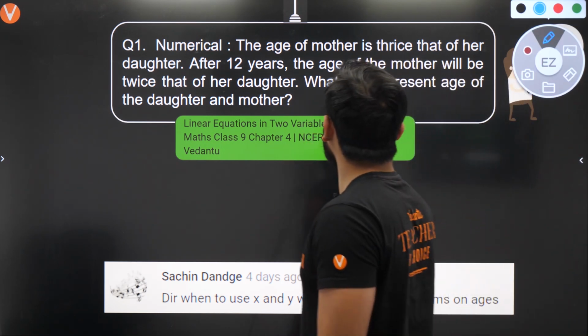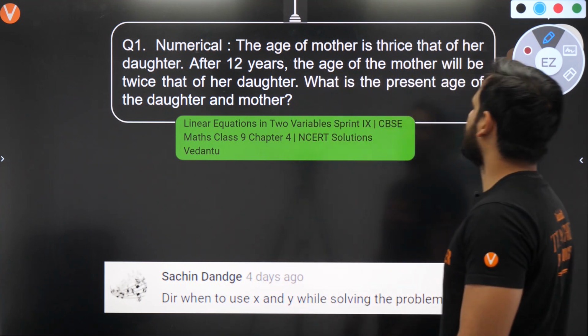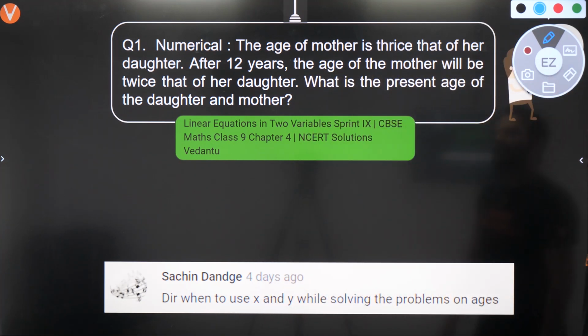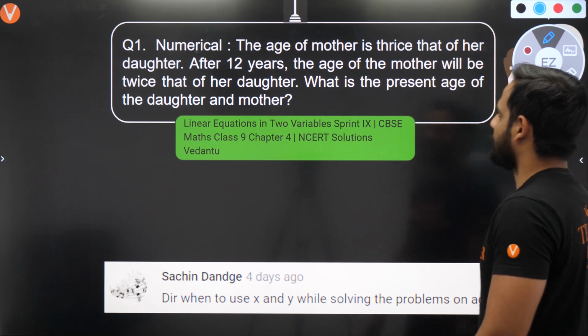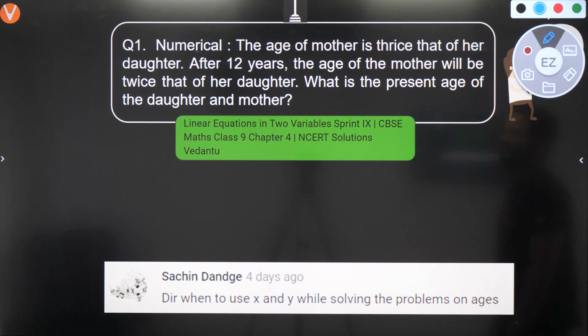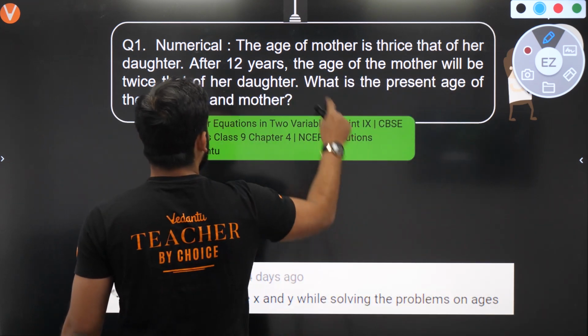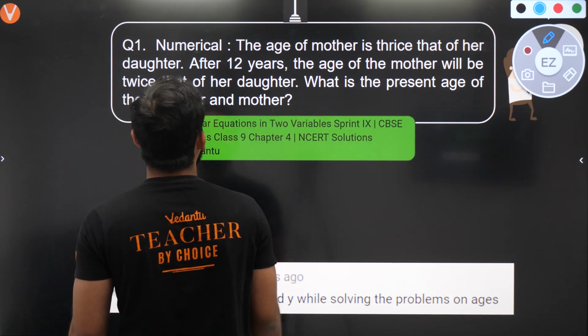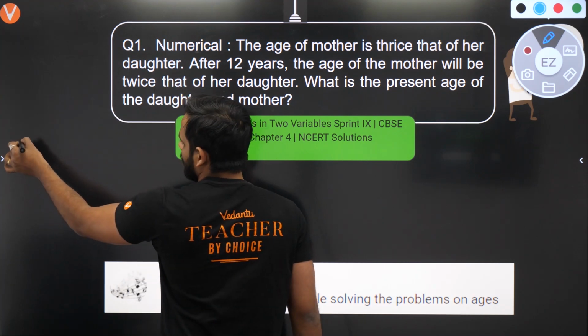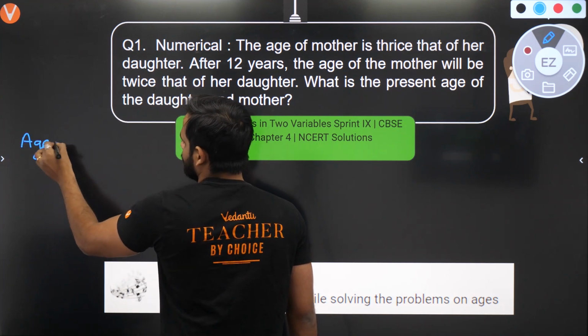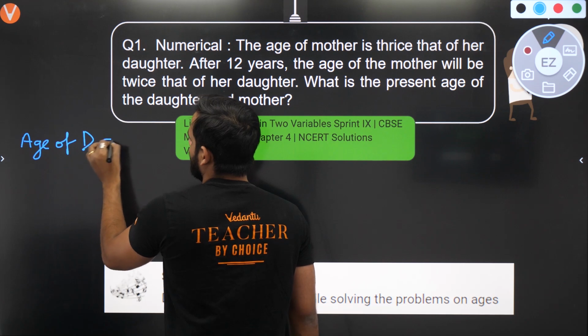So the first part is, the age of the mother is thrice that of her daughter. After 12 years, the age of the mother will be twice that of her daughter. What is the present age of the daughter and mother? So the first part is saying that the age of mother is thrice that of the daughter. Let's say, bachcho, that the age of daughter is, let's say, x.